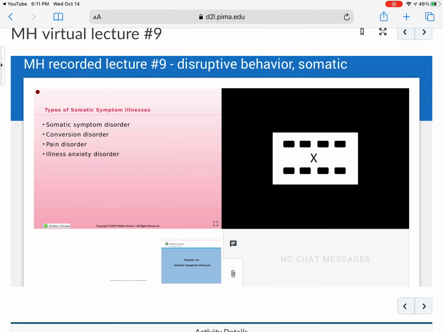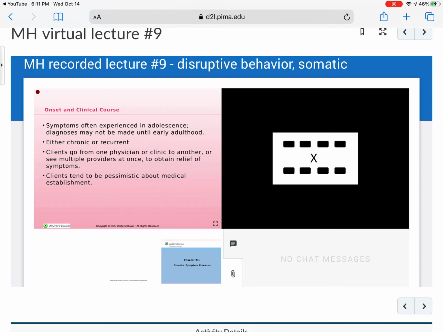Sometimes it is difficult for clients to be able to discern where the emotional pain is and where the physical pain is. So different types of somatic illnesses: somatic symptom disorder, conversion disorder, pain disorder, and illness anxiety. So the clinical course may begin in adolescence and may not be diagnosed until early adulthood. It can be chronic and recurrent, and oftentimes they doc shop. They go from one physician or a clinic or a hospital to another, and oftentimes they get medications from multiple providers to be able to provide some relief of their symptoms.